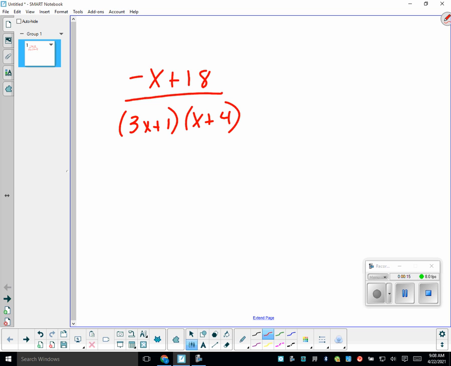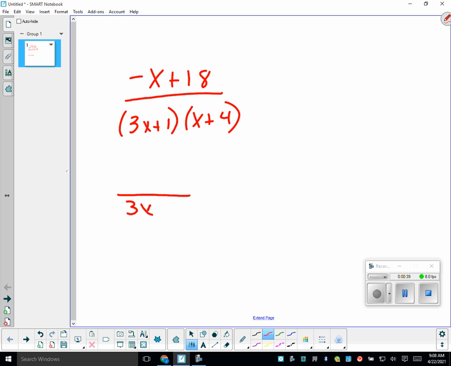Okay, this is my answer. We need to find the original fractions. Now, does it make sense to you? Basically, what I'm going to do is take all the factors of the denominator and make a fraction out of each. This one is simple because it's factored for you.